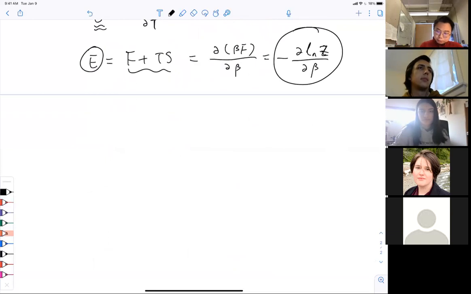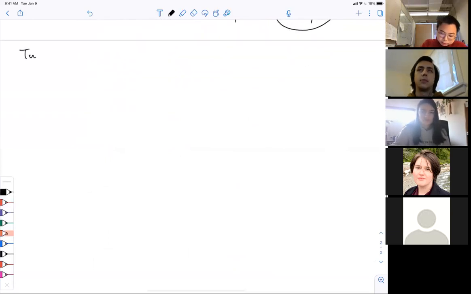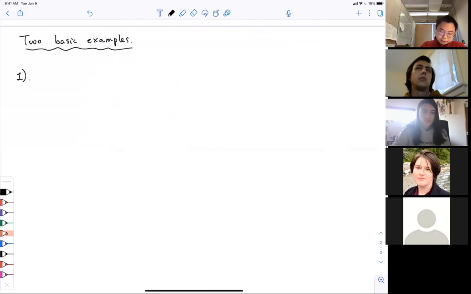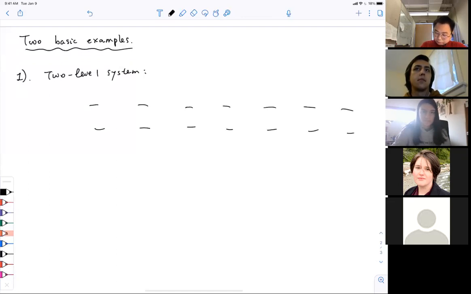Okay, so let's look at two basic examples that you definitely need to know how to do. The first one is our familiar system, basically a two-level system. Imagine we have N copies of this two-level system. The energy levels are 0 and epsilon.